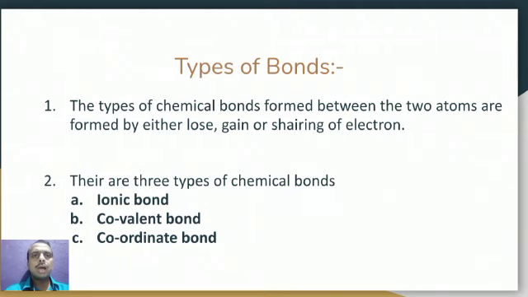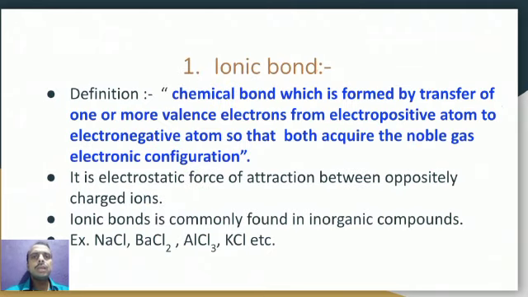Firstly, ionic bond. Here, the word ionic bond indicates that ion formation occurs. So firstly, we will define the ionic bond. A chemical bond which is formed by the transfer of one or more valence electrons from an electropositive atom to an electronegative atom, so that both acquire the noble gas electronic configuration.